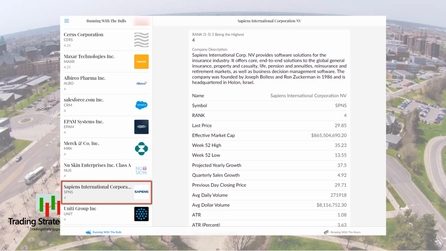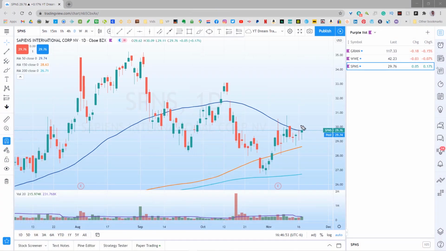Sapiens International Corp, or SPNS, looks like a great setup right here. It's got a ranking of 4 on the app, and the price kind of stalled today right here at the 50. We are looking for a push and a close above the 50 to buy this.